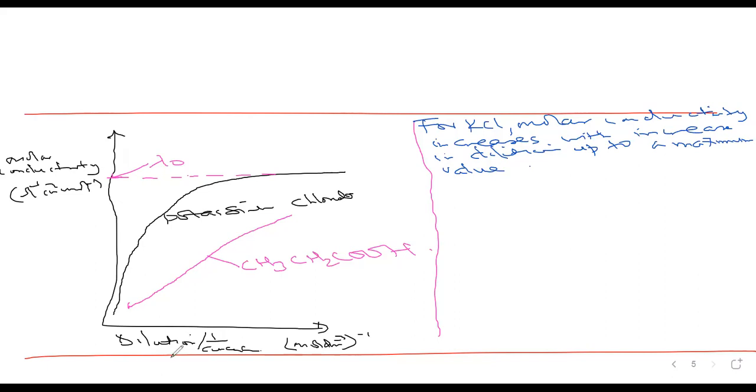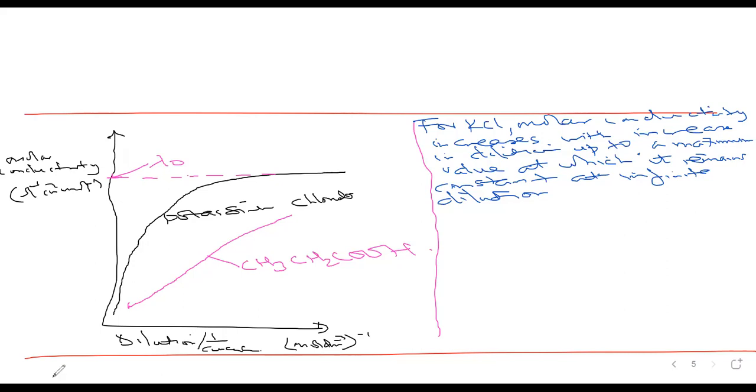Molar conductivity increases with increase in dilution up to a maximum value at which it remains constant at infinite dilution. That's the trend that we have to explain. I've said potassium chloride molar conductivity increases with increase in dilution up to a maximum at which it remains constant. And that maximum is occurring at what we call infinite dilution. Hope that's right. So if it remains constant at what we call infinite dilution, how will you explain that trend?